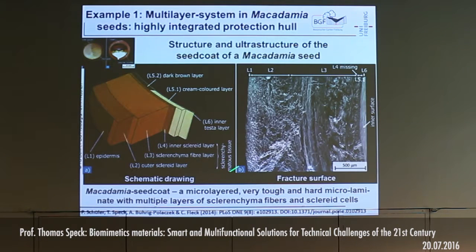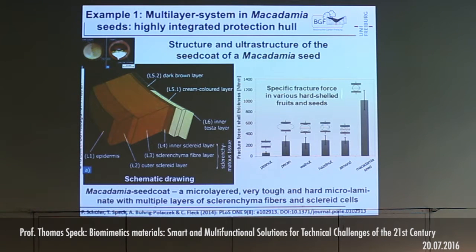The next thing we are looking at is how we can make a structure puncture resistant, and here the macadamia seed coat comes in. The macadamia seed coat is a highly integrated protection wall, a hull, and it's micro-layered. It's very hard and tough because of the micro-lamination of different layers consisting of sclerenchyma fibers and scleroid cells. Here you have scleroid cell layers, and a sclerenchyma fiber layer, scleroid layer, and so on. By this, fractures don't go through the macadamia seed coat, but they stop in the seed coat because it has very good and very pronounced fracture-stopping facilities.